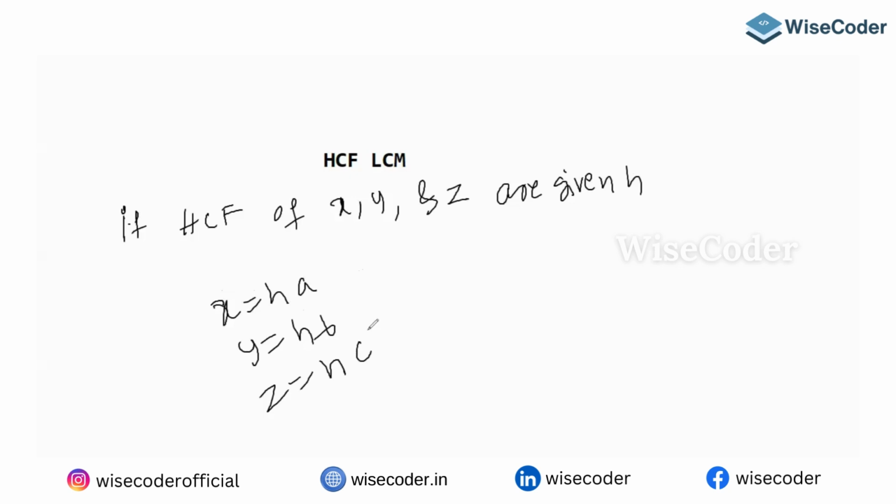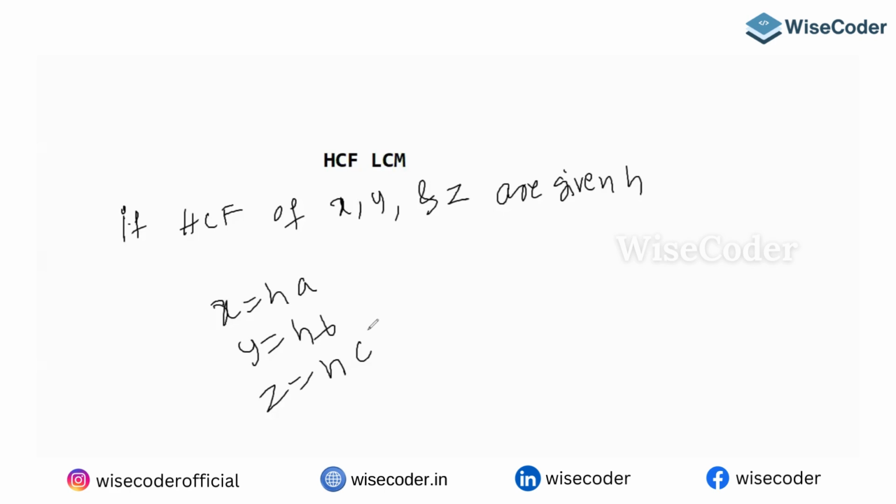Because H is the common factor, it is obvious that A, B and C should not have any other further common terms. Or else that would also be common to the three numbers, and the HCF would no longer be H, but it would become H into the common term. He's going to ask you like this.